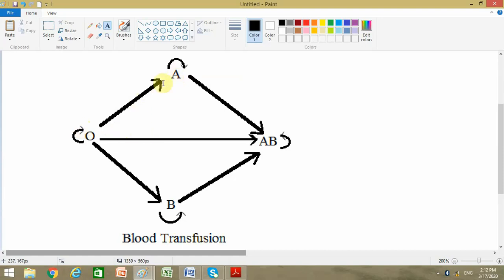However, A can take from O and from itself, because O, as we said, has no antigens, and A has anti-B, so it cannot receive from B or from AB because they have antigen B. Similarly for B, which has anti-A. And AB, which has no antibodies, can receive blood from all the types, and since it has both antigens, it can only give blood to itself.